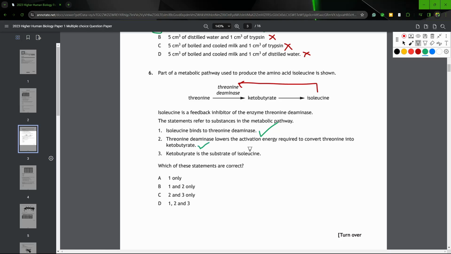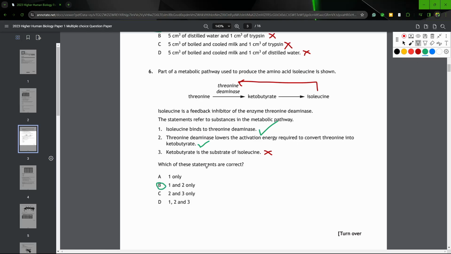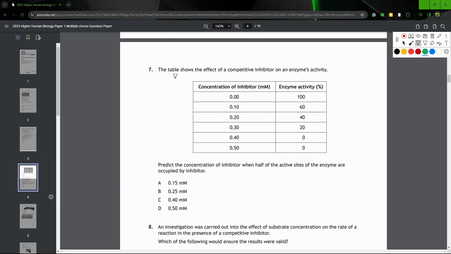Ketobutyrate is a substrate of isoleucine. Well, isoleucine is not an enzyme, right? So how can anything be a substrate of it? So that's garbage, because it's a product that gets turned into by another reaction. It's not the substrate, you know. So 1 and 2. So it looks like it's going to be B. Oh, it is B. Right, moving on to 7.